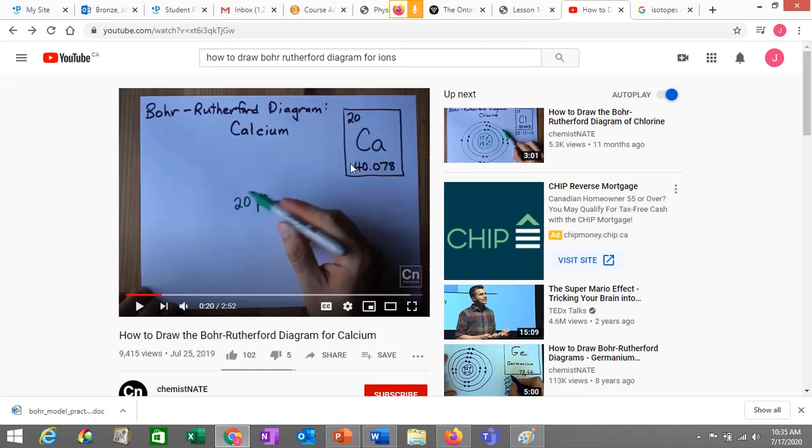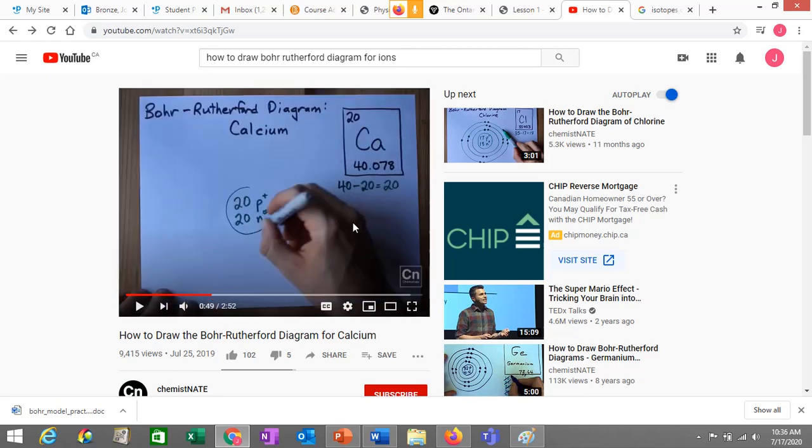Okay, but if I just give you a single isotope, it might just say 20 here and then 40 there, or it might say 20 there and then 42 there. So just keep that in mind. Otherwise, though, you do everything the same way that he is doing it. So if we forward along here, you'll notice that he does this number minus that number to figure out the number of neutrons.